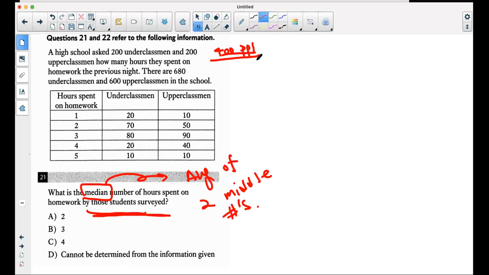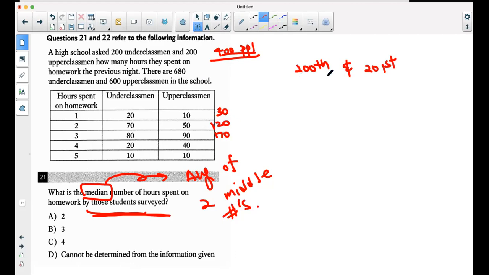So then, what's the average? What are the two middle numbers of this set of 400 data points? It will be the 200th and 201st. This is relatively easy enough for us to do by hand. If you want, you can use a calculator as well. Since I don't have to distinguish under versus upper, I'm going to add them up together. So this becomes 30, and the next one is 120, and the next one is 170.